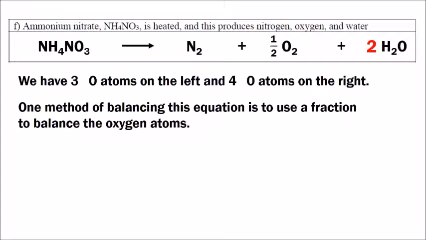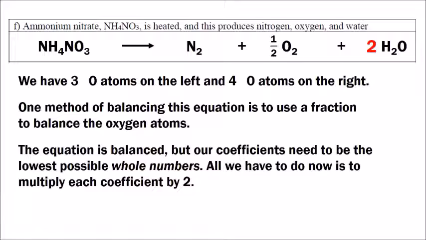oxygen atoms. So at this point, the equation is balanced, but our coefficients need to be the lowest possible whole numbers. Like we saw before, all we have to do is multiply each coefficient by 2. So the final answer would have coefficients of 2, 2, 1, and 4. So at this point, the equation is balanced.